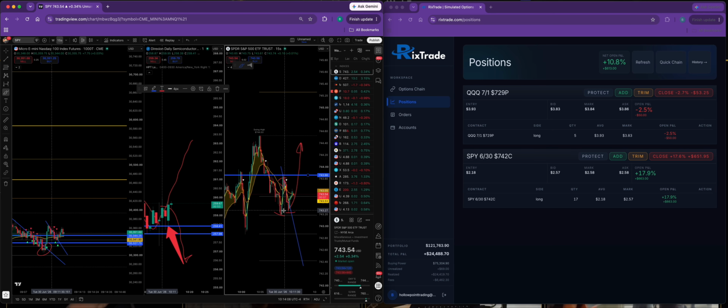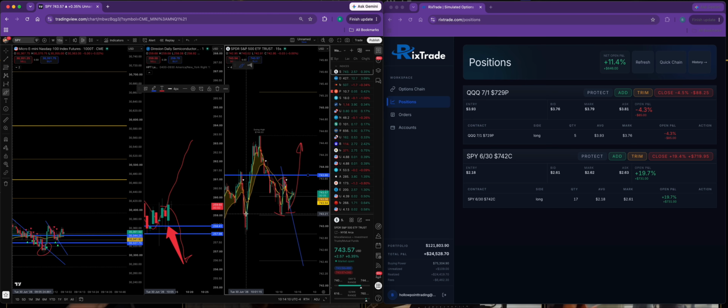You have a smaller inverse here. Look at that. Head, left, right. Here's your larger inverse, left, head, right. See how that works? And again, looking for some continuation here to the upside. I have my QQQ puts again as a hedge. Grab some more SPY calls here for a possible breakout further to the upside.